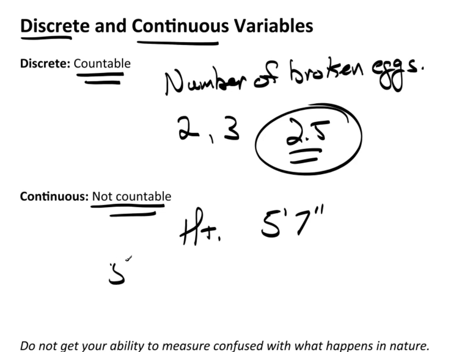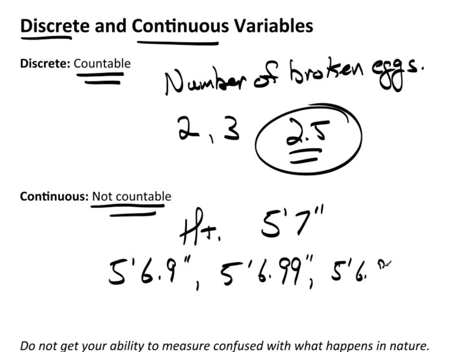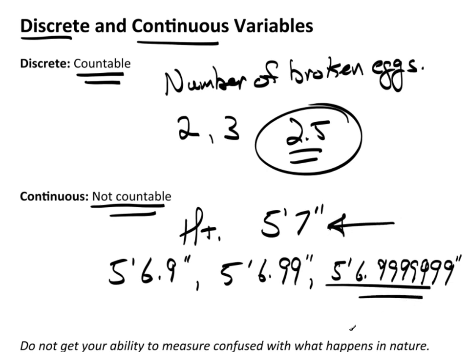Could they have been 5 feet, 6.9 inches tall? Yeah. Could they have been 5 feet, 6.99 inches tall? Well, yeah. How about 5 feet, 6.9999999 inches tall? Well, yeah. Could I play this game forever and keep putting nines on here and have an infinite number of nines getting infinitely close to 5'7"? Yeah. Could all these actually be the person's height? Yeah, they could.